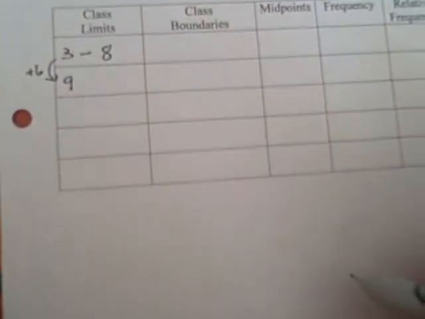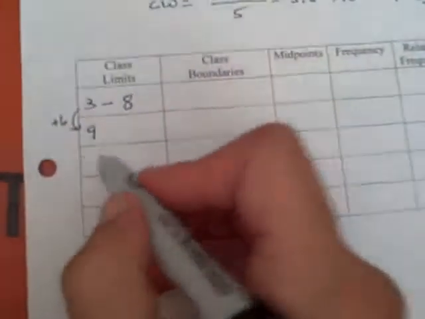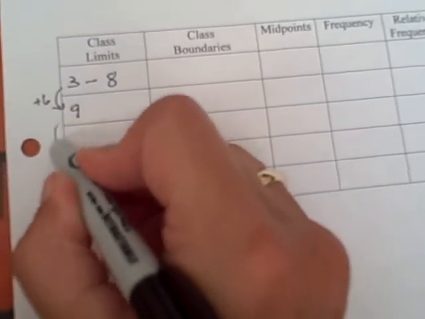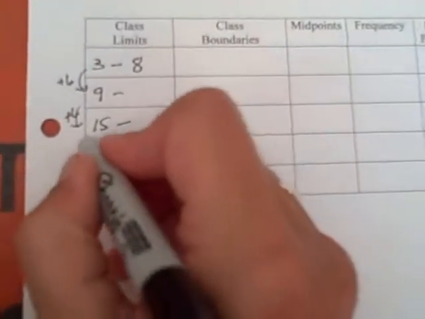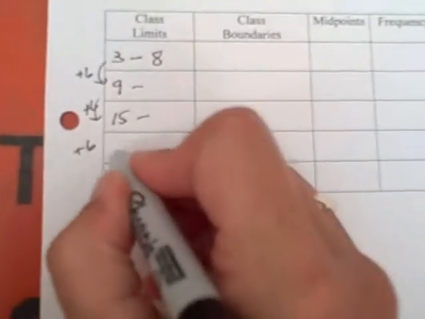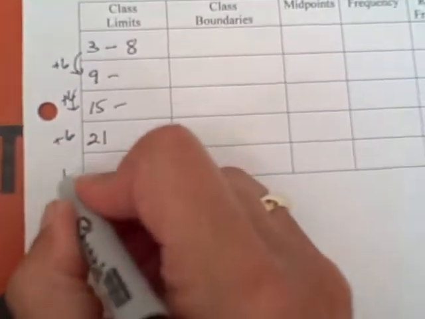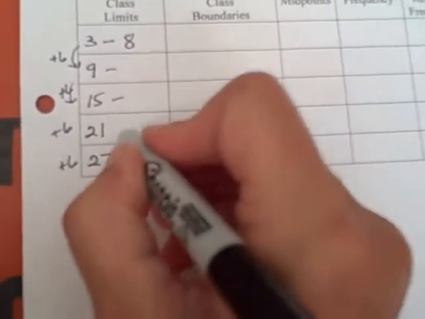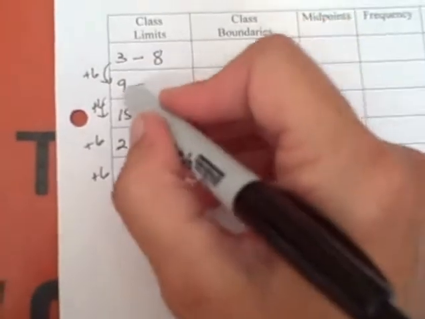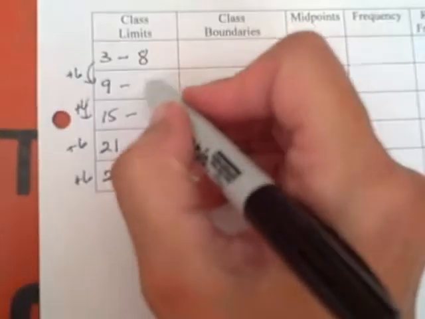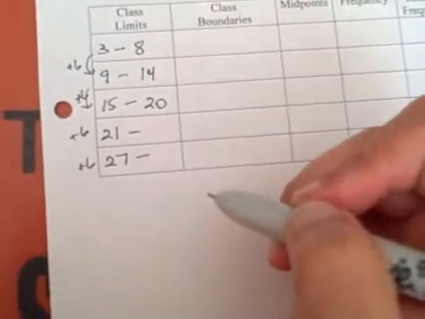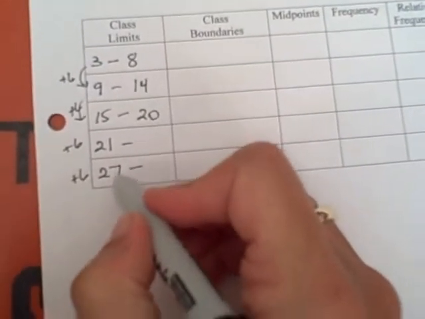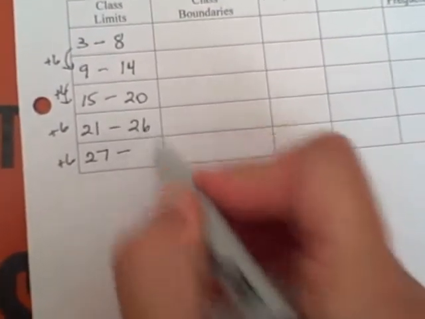You could do it that way. In fact, we can do that. 9, and then 9 plus 6 is 15. 15 plus 6 is 21. And 21 plus 6 is 27. So the third class starts at 15, which means the second class has to end at 14. The 4th class starts at 21, so the 3rd class has to end at 20. The 5th class starts at 27, so the 4th class has to stop at 26.